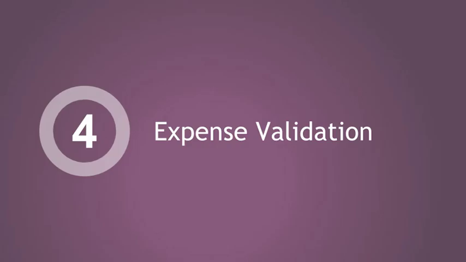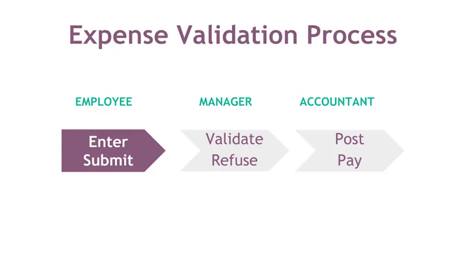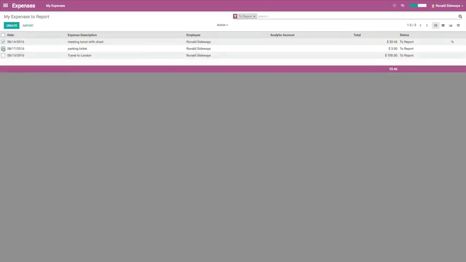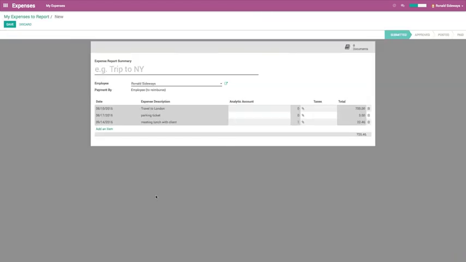But before we do that, let's quickly go over the process for validating expenses. First, an employee enters expenses and then submits them to their manager. We just went through entering expenses, so now let's submit them. Back on Ronald's Expenses to Report screen, we can select the expenses we want to report, then click Action, Submit to Manager. This brings up a form for creating an expense report.